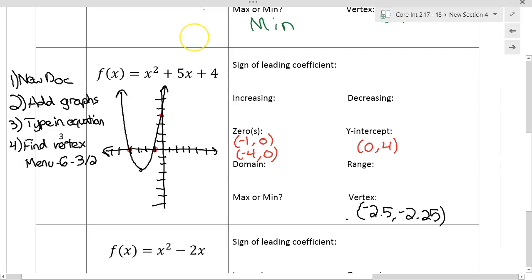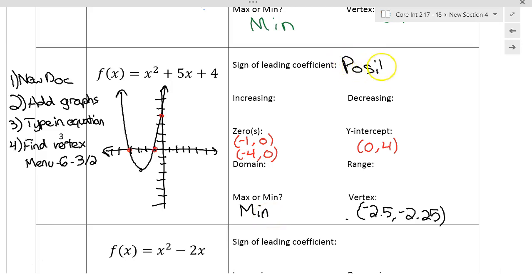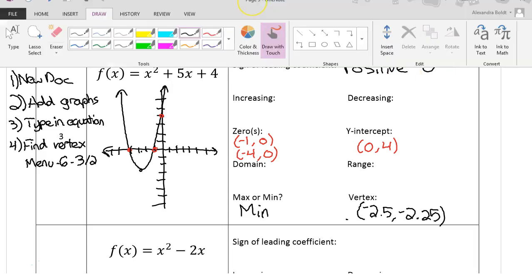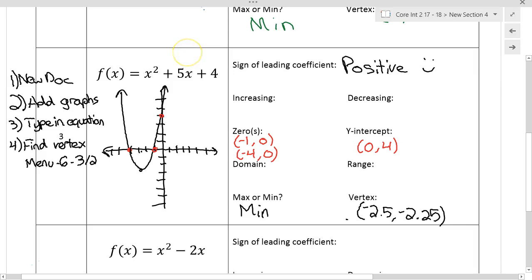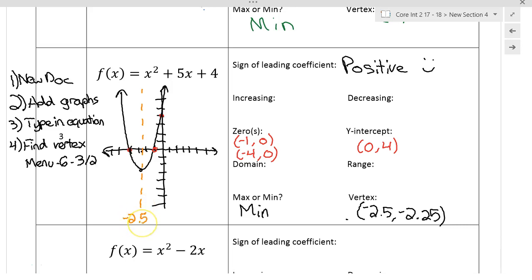So, is it a max or a min? This one is a min. Again, it looks like a smile, so it's positive. Happy, right? Remember, for increasing or decreasing, I draw that line down the middle. This was at negative 2.5. Right? That's where this line is. Over here is negative infinity. Over here is infinity. We're always reading left to right.